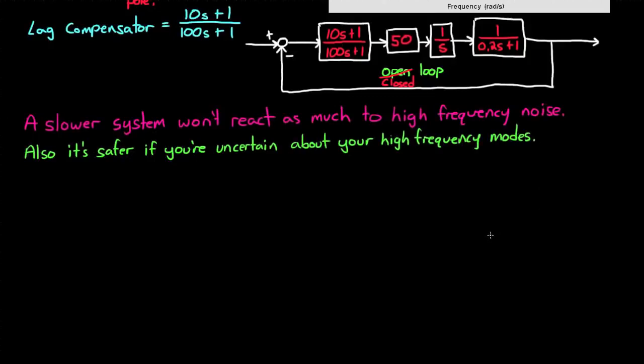So all in all, both methods, lead and lag, have their benefits and drawbacks, but by understanding them, it'll help you decide which method you want to use when designing your control system.